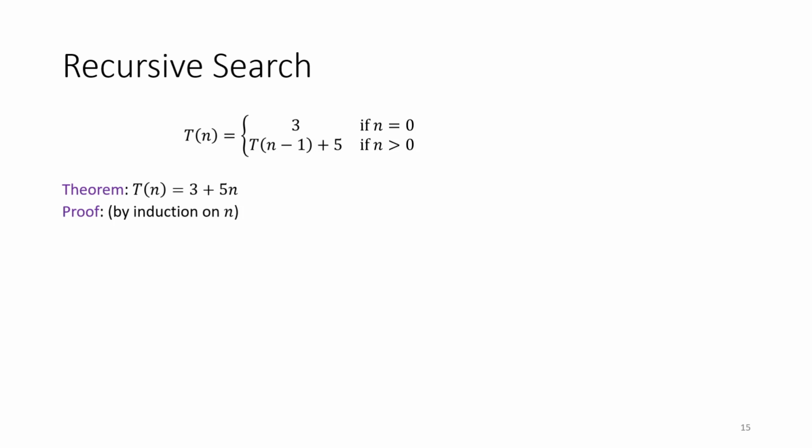So again, for our proof by induction, we'll do induction on n. We'll start with a base case. In this case, I'm going to select base case n equals 0 because that's where we start out here. So for our base case of n equals 0, what do we need to prove? We need to prove that t of 0 is equal to 3 plus 5 times 0, or 3. Well, guess what? T of 0 by definition is 3, which is equal to 3 plus 5 times 0, which is this formula with 0 plugged in.